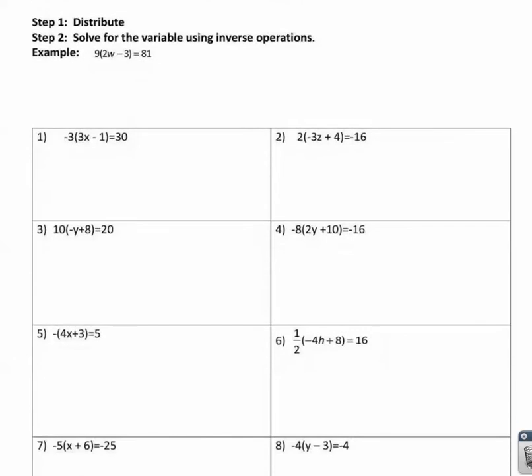So looking at this example, 9 times 2w is 18w. 9 times negative 3 is going to be negative 27 equals 81. So now you have a two-step equation. Follow your steps that we did in the beginning of the year.